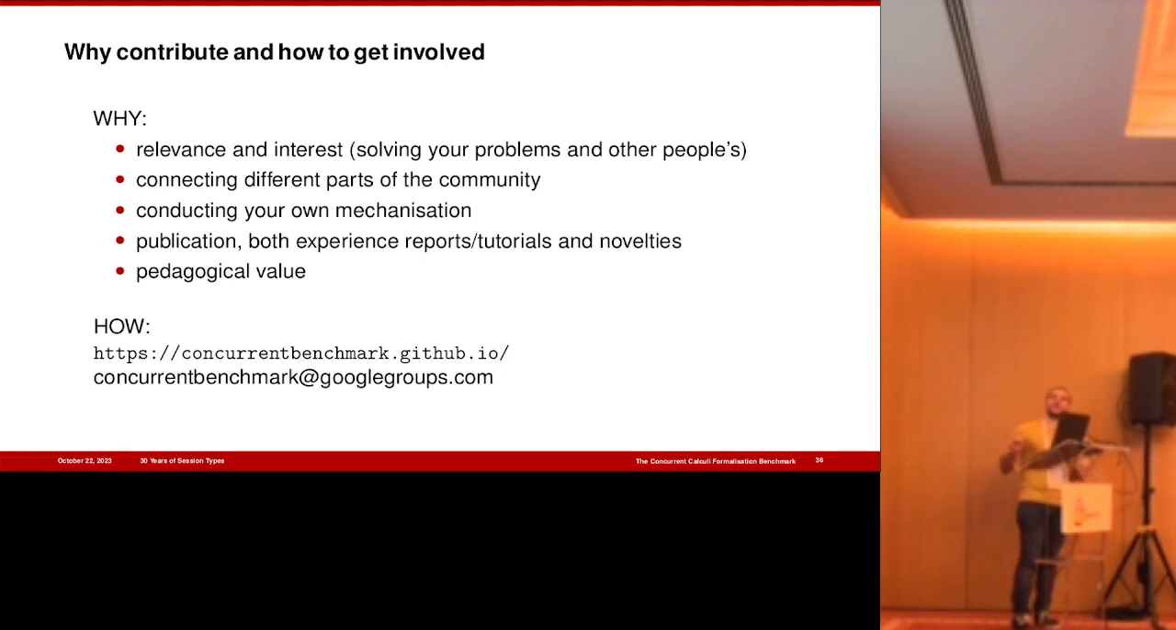Why contribute and how to get involved? Now, if you are interested in this, talk to us. We have a mailing list, that one. We have a website for you to check the technical report, engage, try and mechanize something, play with that. And again, the why is what I tried to highlight throughout the talk: the relevance and interest for our community, our problems, and other people's, the proof systems community, connecting this to the community, conducting your own mechanization.